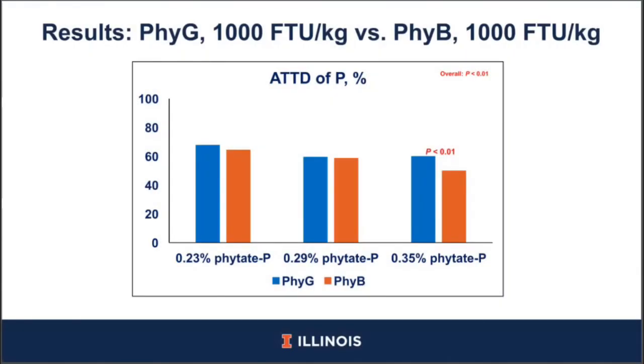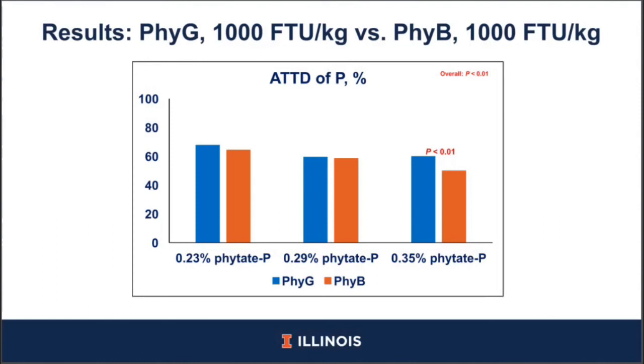Diets containing PhyG also had greater phosphorus digestibility in diets with 0.35% phytate-bound phosphorus compared with diets supplemented with a Buttiauxella phytase. And overall, PhyG increased phosphorus digestibility more than the Buttiauxella phytase. This indicates that the novel consensus phytase was more effective in liberating the phosphorus that is bound to phytate.